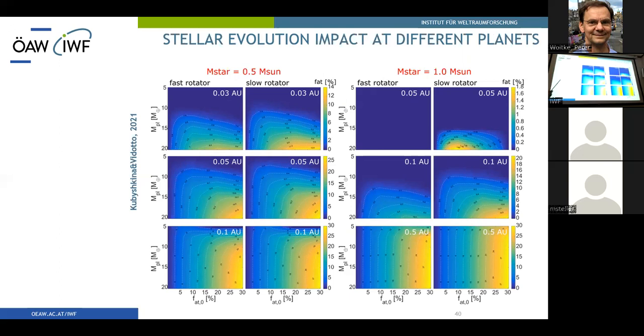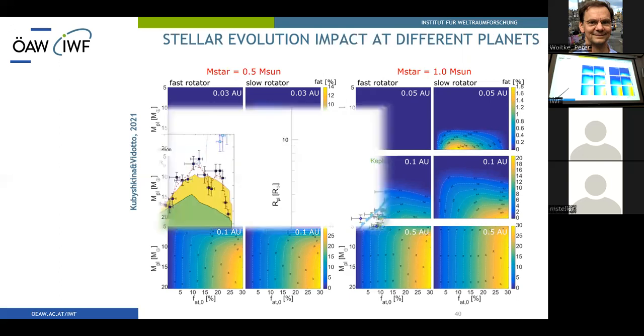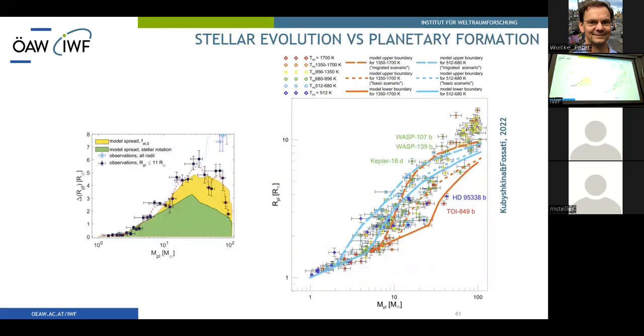So, finally, I will show you some results from our last paper, which is dedicated to mass radius distribution, where we consider the observed mass radius distribution here on the right for planets between 1 and 100 Earth masses, and with temperatures between 500 K and roughly 2000 K, which is dictated by our hydrodynamic models.